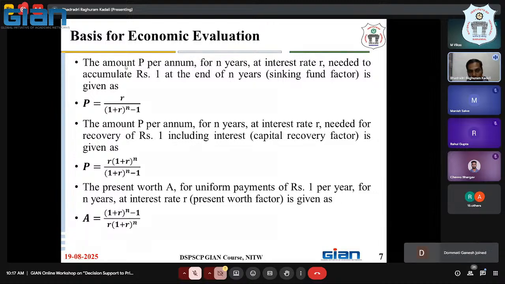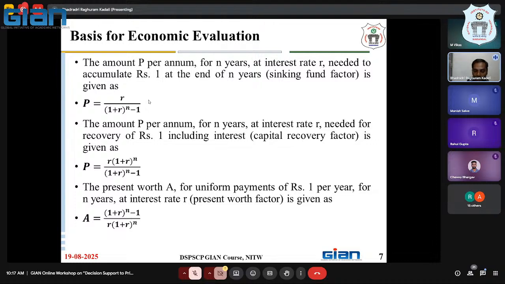So in the same way, if you are investing an amount P per annum for n years with respect to the interest rate R, it needs to be accumulated. So P is equal to R divided by (1 plus R) to the power of n minus 1. You want to accumulate some amount of the fund with respect to the total amount of money as P, with the interest rate R, corresponding to n years. So what is the total amount of money that will be accumulated? That we generally call a sinking fund.